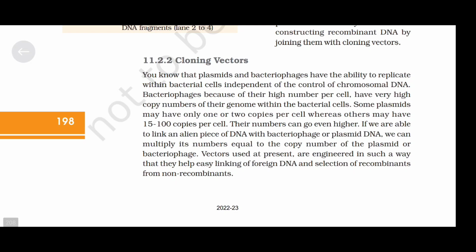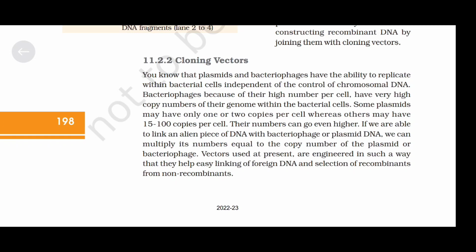Cloning vectors. You know that plasmids and bacteriophages have the ability to replicate within bacterial cells independent of the control of chromosomal DNA. Bacteriophages, because of their high number per cell, have very high copy numbers of their genome within the bacterial cells. Some plasmids may have only 1 or 2 copies per cell, whereas others may have 15 to 100 copies per cell. Their numbers can go even higher. If we are able to link an alien piece of DNA with bacteriophage or plasmid DNA, we can multiply its number equal to the copy number of the plasmid or bacteriophage.